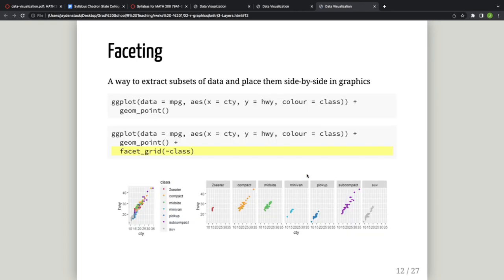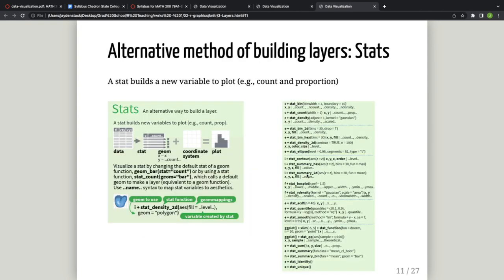And so if we wanted to do a stat count instead, which calls a default geom to make a layer of the geom bar, it's the same exact thing. It's just another way of building a layer on our graphics, on our chart, utilizing stats. I implore you to also look at these stat functions. Okay.